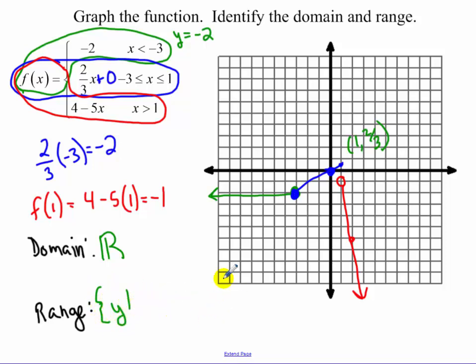Your range. Think about what y values aren't covered. The bottom function, or the red function, covers everything less than -1. As they move up, what's my highest y point that we've graphed? The highest y point that we've graphed is this 1 and 2/3 point. So where we go from there is we say y is less than or equal to 2/3, because we're including that.